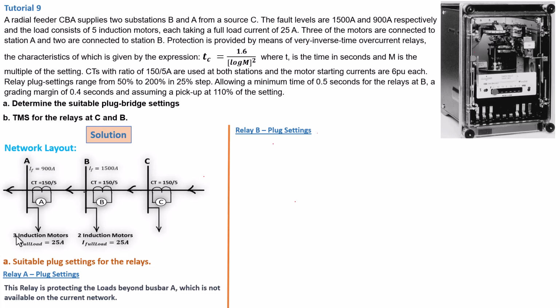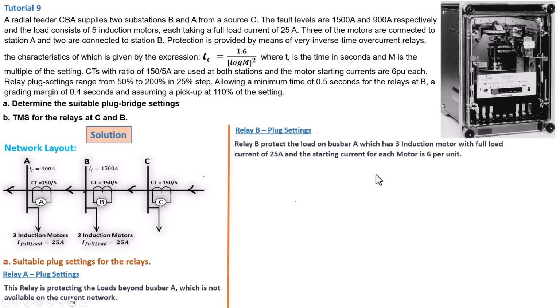So the load here, we've got 3 induction motors and we've got a fault current of 900 amps. Now it is important that we must set up the plug setting for this relay so that it does not trip the circuit when these motors are running, all three of them, or whether one is also starting. It must not trip, because that is a normal condition. It must only trip when we reach the critical point of 900 amp fault current. So that's basically what we need to do.